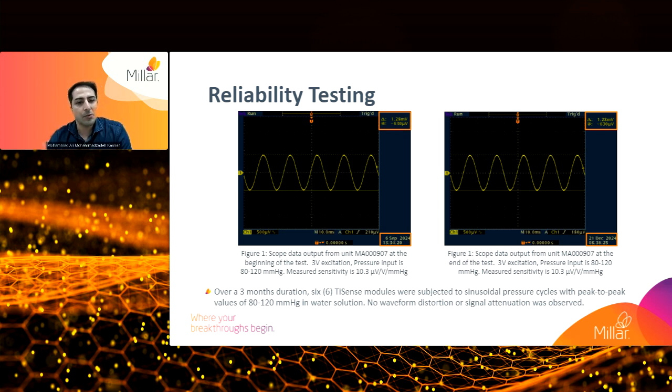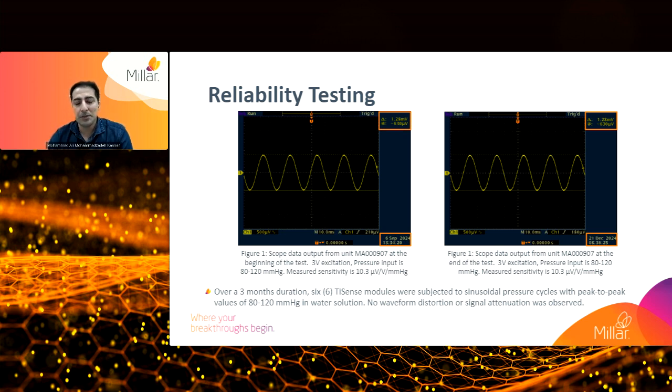The pulsatile tests were applied in an accelerated manner to simulate 5 years of operation in the heart. Over a 3-month duration, 6 Tysons modules were subjected to sinusoidal pressure cycles with peak-to-peak values of 80 to 120 millimeters of mercury, mimicking the cardiac waveform. The units were kept at 37 degrees C in a water medium to simulate actual human body conditions.